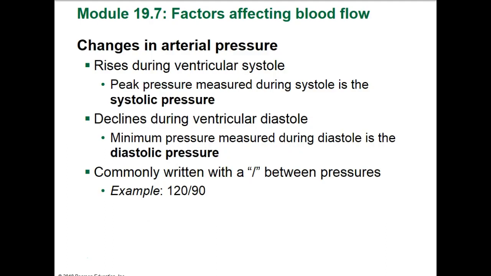Okay, changes in arterial pressure. It rises during ventricular systole. What does the word systole mean? Contraction. The peak pressure is measured during systole, and we refer to that as systolic pressure. It declines during ventricular diastole. And the minimum pressure that's measured during diastole is called diastolic pressure. And we commonly write it with this sign between the pressure readings, like 120/90.